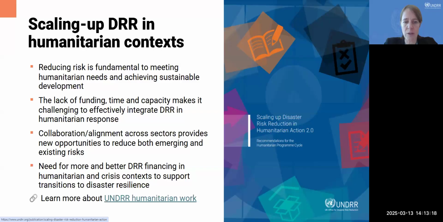You have here also a link, a picture of the scaling of DRR in humanitarian action, a checklist that we developed together with OCHA that we have also rolled out in a number of countries, which provides some tips and pointers on how to practically do DRR, whether it's about working with the development actors, whether it's about doing better risk analysis, or whether it's about working with the private sector, for example, and local actors.